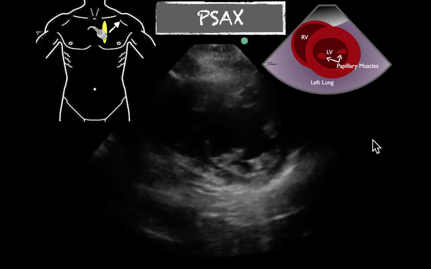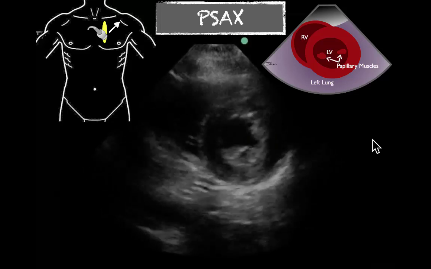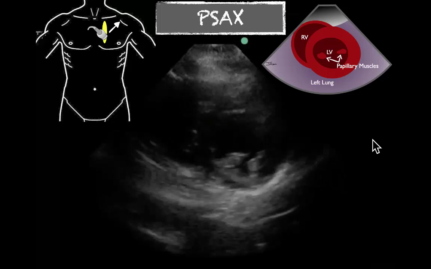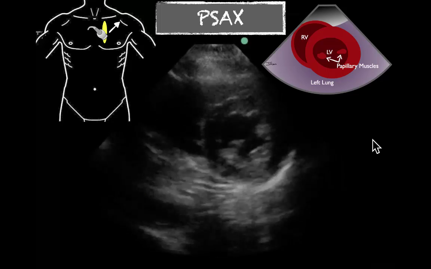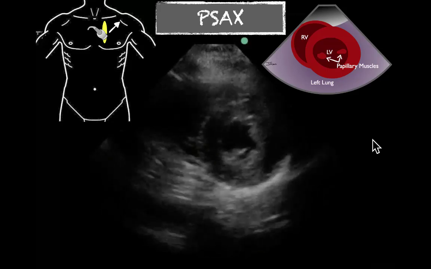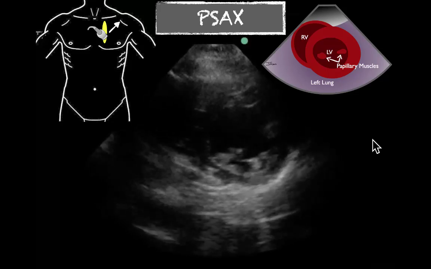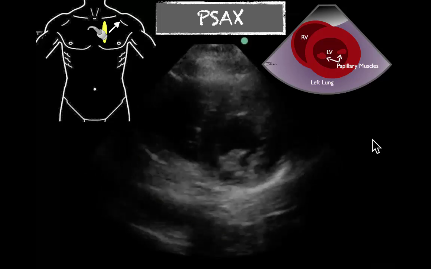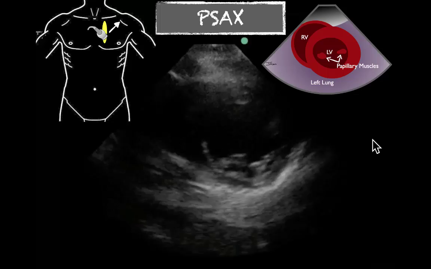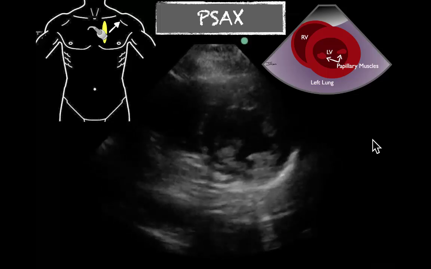Now remember, those walls don't need to be kissing each other for it to be a normal ejection fraction. A normal ejection fraction is anywhere from 50 to 55% and up. And although we're not going to assign numbers to it, we are going to just say, is that collapsing that much? And so this here is a normal ejection fraction. So go ahead and let that sink in and burn into your brain here.